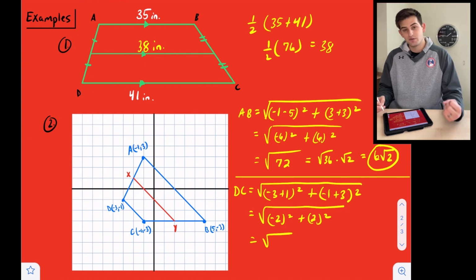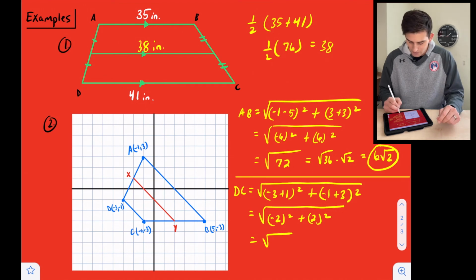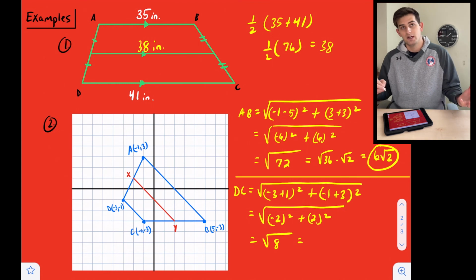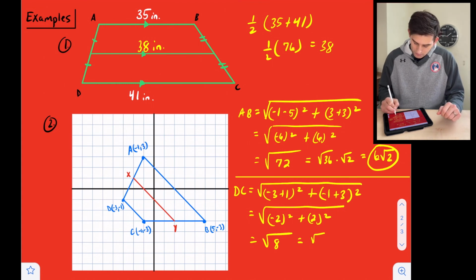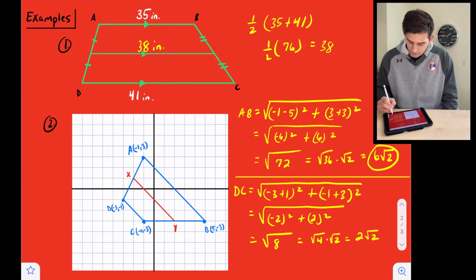Okay, so now we get -2 squared is 4. 2 squared is 4, so we get square root of 8. And we know that would be 2 times 4. So square root of 4 times the square root of 2, if we're going to reduce that, and the square root of 4 is 2. So now we have 2 root 2.